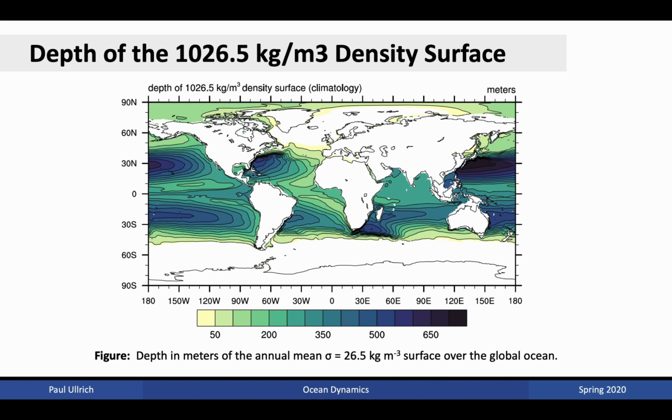Namely, in the subtropics regions, in order to get to a depth of approximately 1026.5 kilograms per meter cubed, we must go significantly deeper than we must in the polar regions. Over this region, namely between the subtropics and the subpolar regions, we have a variation of about 1 meter of surface free height. This corresponds to a change in the depth of this density surface of approximately 400 meters, as shown in this figure.